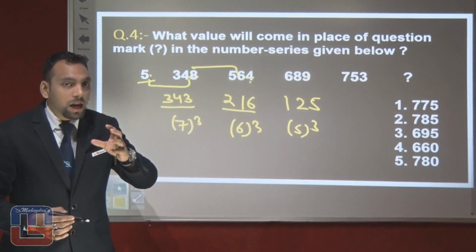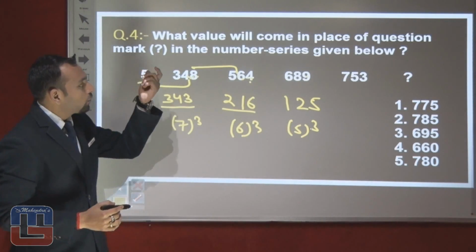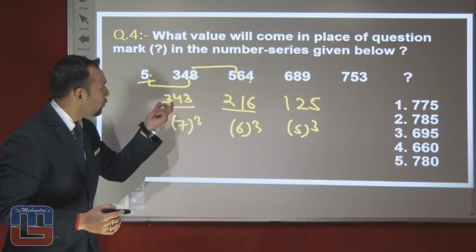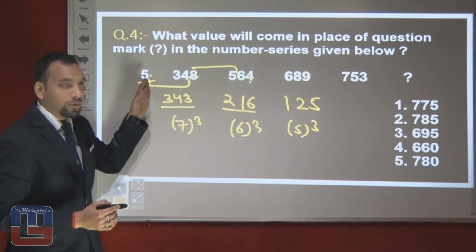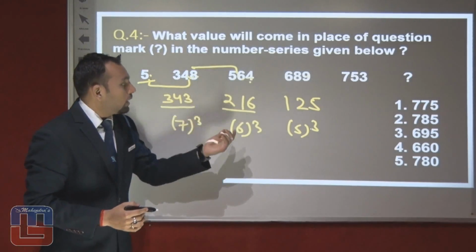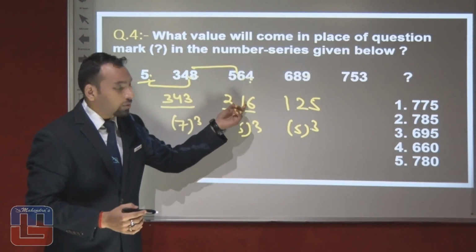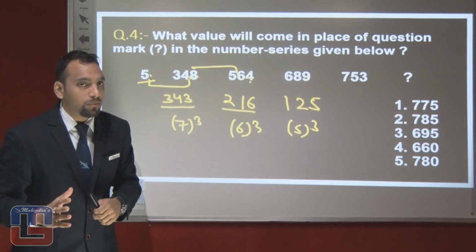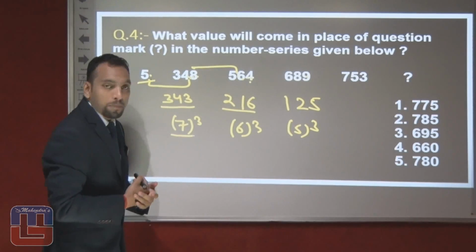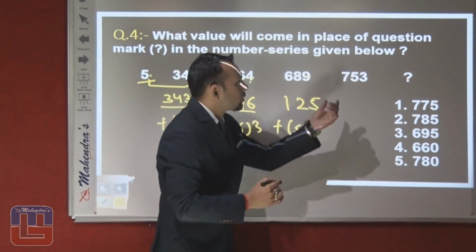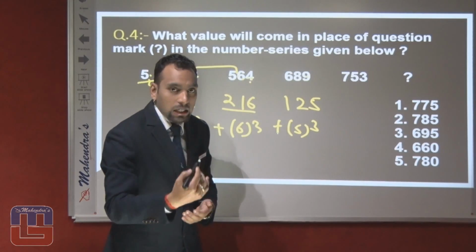So the logic behind this number series is, if you have to find this one, then you will have to add 7 cube in 5. Same here, this 348 will be added by this 216. So if you have to find the value of the question mark, here this is 7 cube, we are adding 7 cube, then 6 cube, then 5 cube. So here we will add.